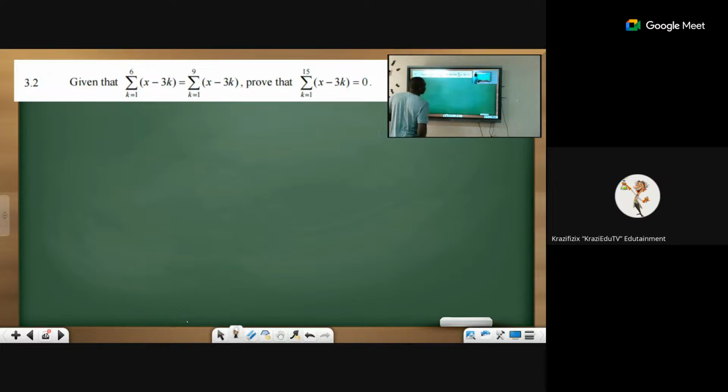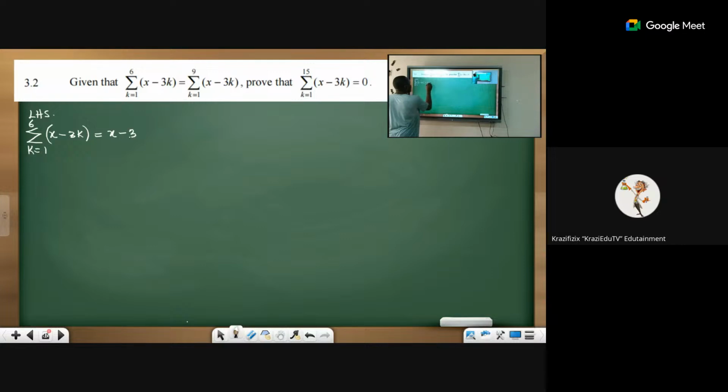Let's look at the left-hand side. I want to make sure I break it down clearly. What do you have? Let me write it out. The sum from k equals 1 to 6 of (x minus 3k). What do we mean here? We are going to start substituting the value of k from 1 to 6, and we're going to add each of those terms.